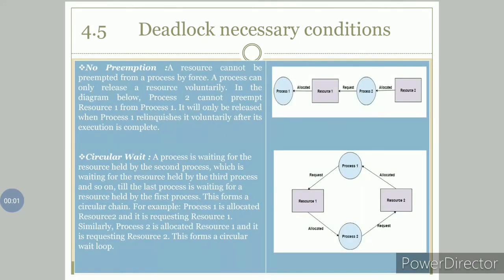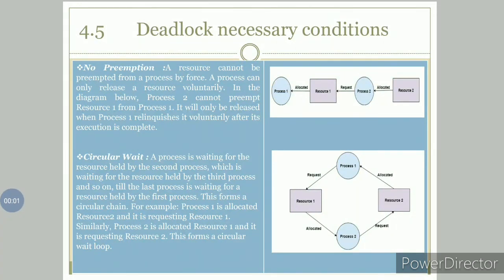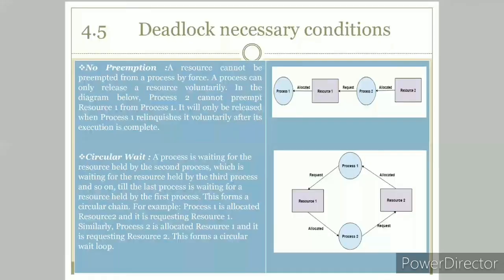Next is no preemption. A resource cannot be preempted from a process by force. Again with the same example, you were left with a plate and no spoon. In that function, you have seen somebody having food with a spoon. Now, can you forcefully take that spoon and eat your food? The answer is no, you cannot do so. This is what the no preemption condition is. No preemption means no other process can be taken into consideration until the executing process is completed.